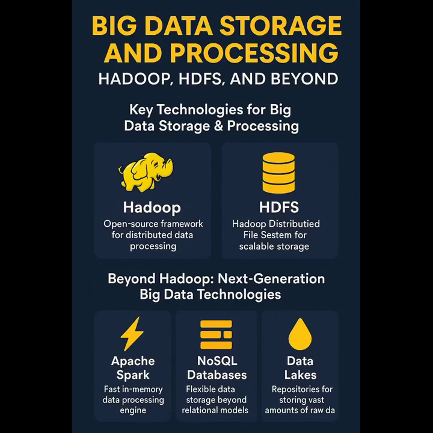3. MapReduce. The original processing model in Hadoop. It performs distributed data processing in 2 stages. Map, processes input and converts it into key-value pairs. Reduce, aggregates the output of the map phase. 4. YARN, yet another resource negotiator. The resource management layer in Hadoop. It enables multiple applications, MapReduce, Spark, etc., to share resources.